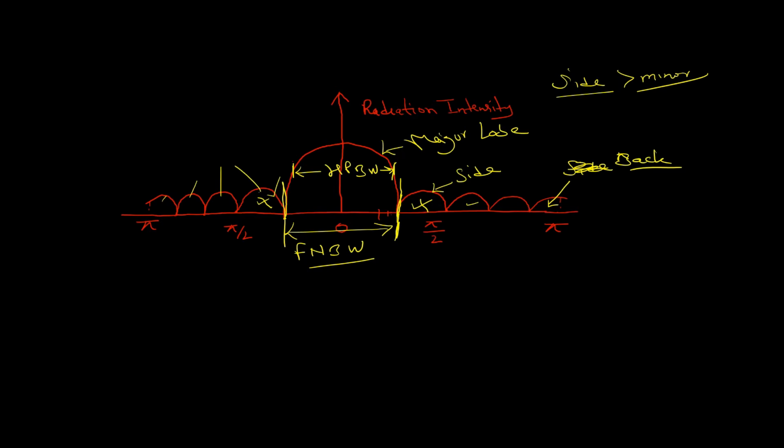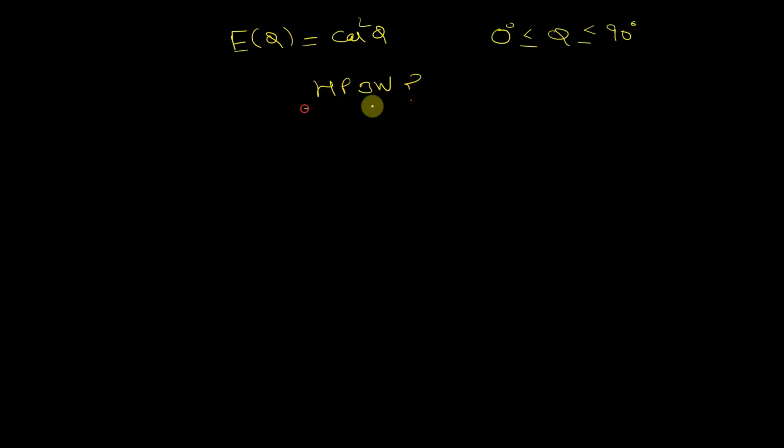So let us do some numericals now. Let us say it is given that E theta is given like this. E theta is cos square theta, where theta is varying from 0 degree to 90 degree. So find out the half power beam width. It is given to you.